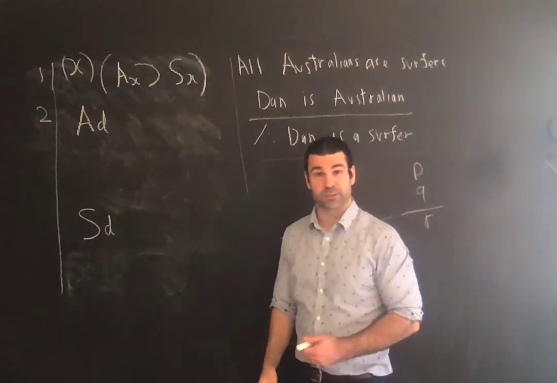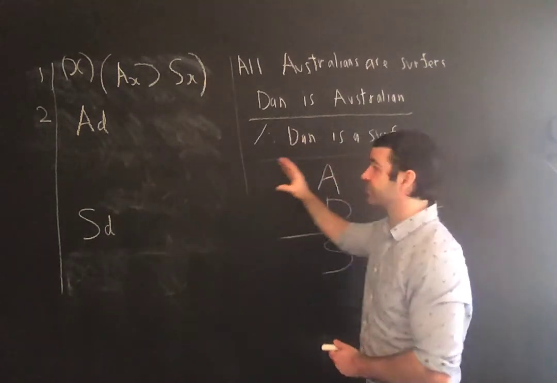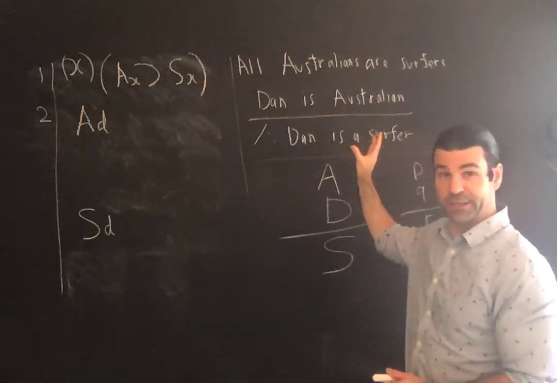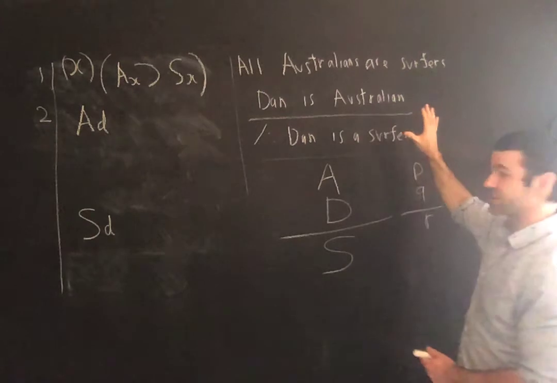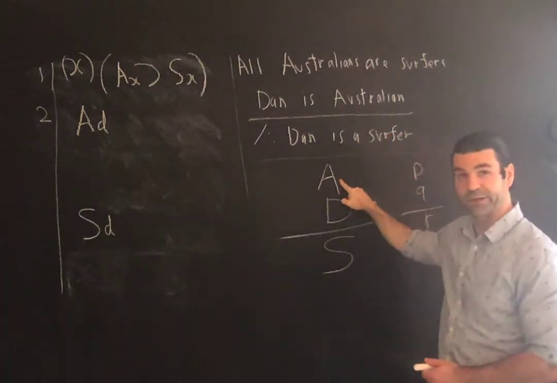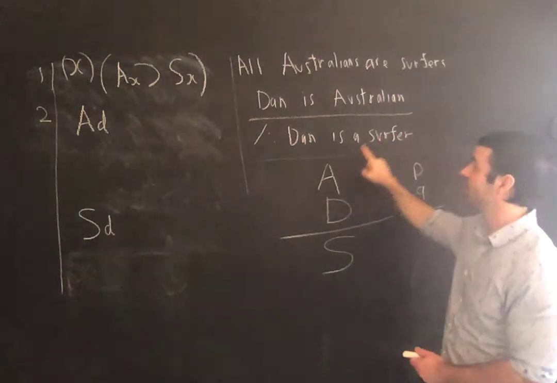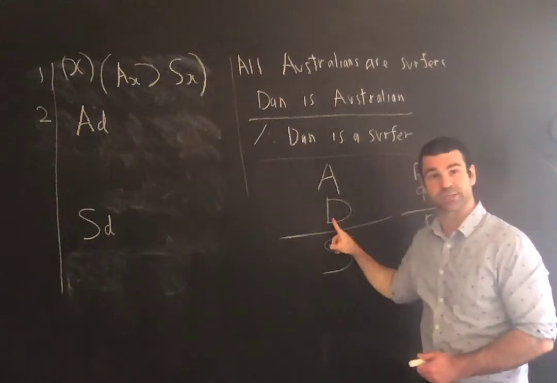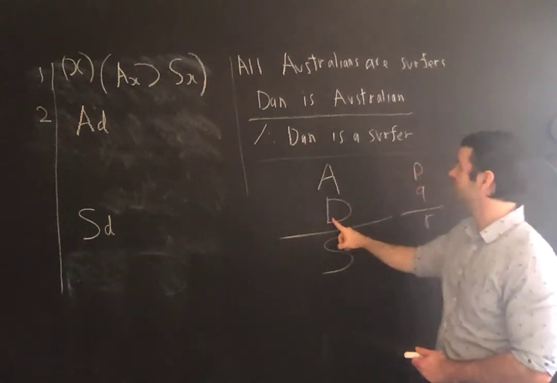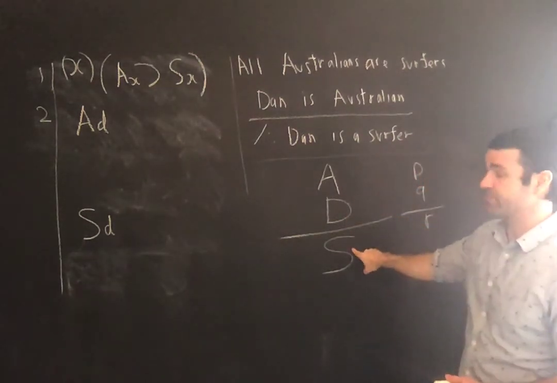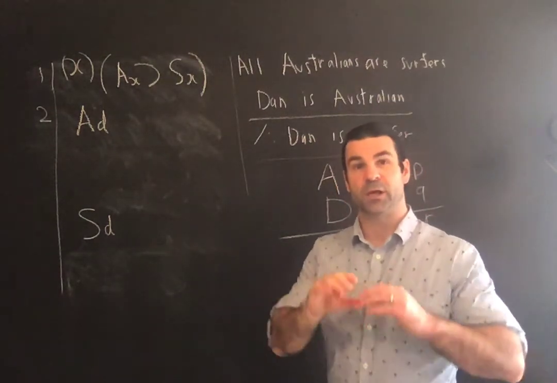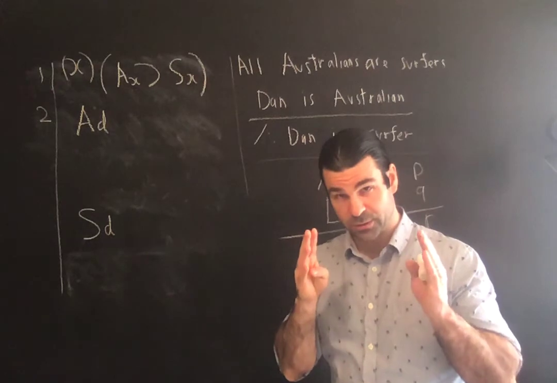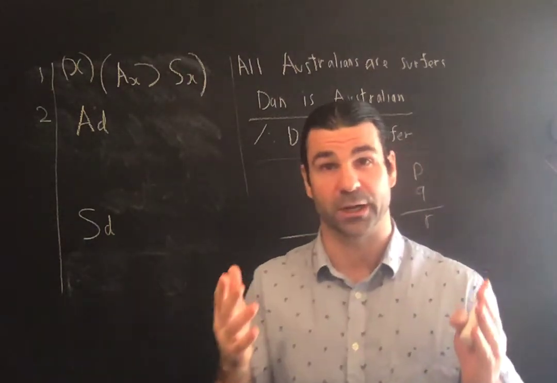So the first thing is, the analysis of the sentences is different. So in sentential logic, as we saw, all Australians are surfers just got a simple capital letter, it's treated as a simple sentence. Dan is Australian just gets a simple capital letter. Dan is a surfer, the same thing. In predicate logic, we analyze the simple sentences into their component parts.